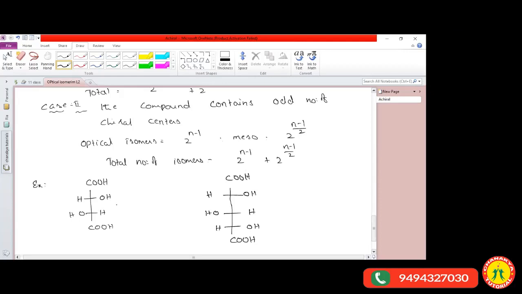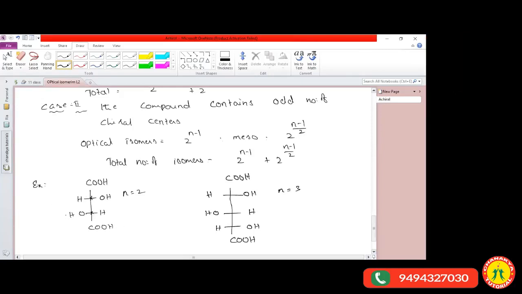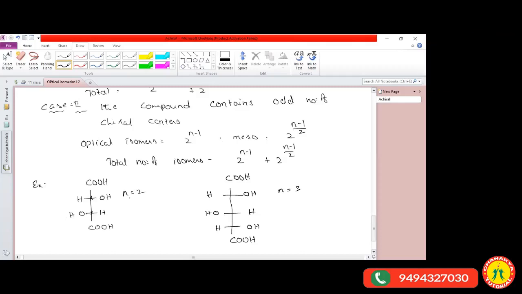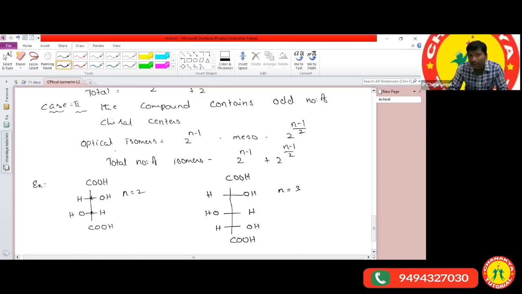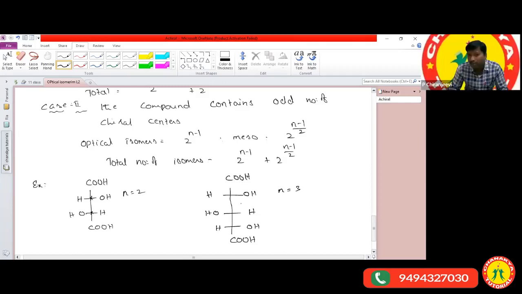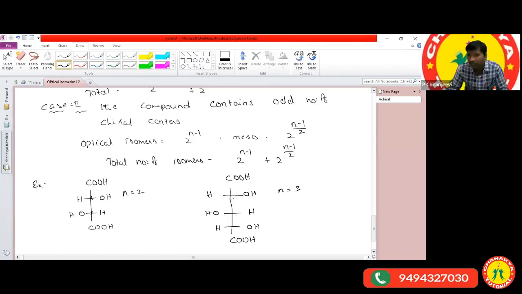Could you explain one of them? In this one, n value is equal to 2. In this one, n value is equal to 3. In the first one, terminals are same, but how many chiral centers does it have? 2. Chiral centers is 2, means even number or odd number? Even number. Which formula can we use, case 1 or case 2? Case 1. Second example: terminals are same or different? Same. Number of chiral centers? 3. So the second formula. If you substitute the n value you will get the answer.